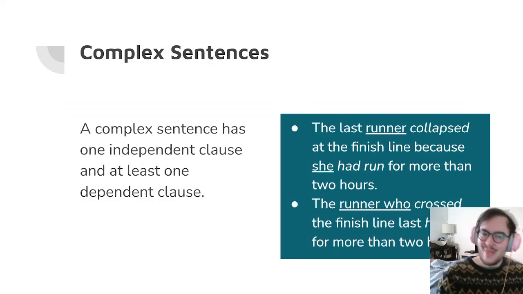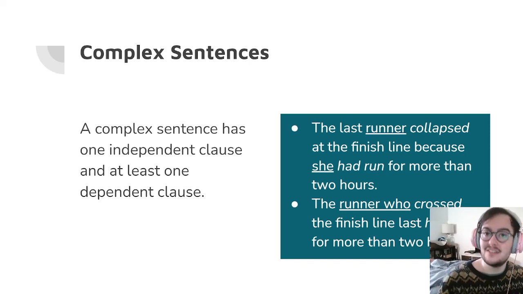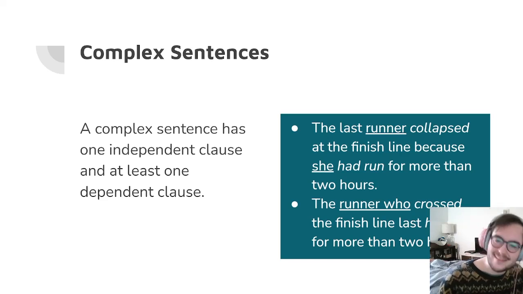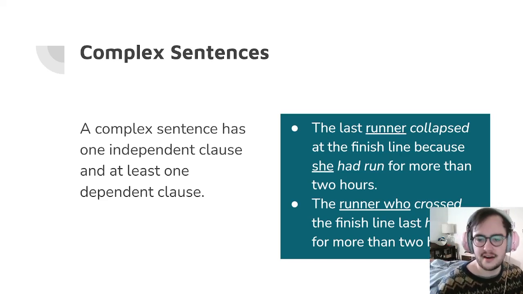Moving on to complex sentences. Complex sentences have one independent clause and at least one dependent clause. Generally, complex sentences are going to be the best transitional sentences. Good for the starts of paragraphs in an essay if you're academic writing. Let's look at our example sentences. The last runner collapsed at the finish line because she had run for more than 2 hours. You see the subject, runner, collapsed because she had run.